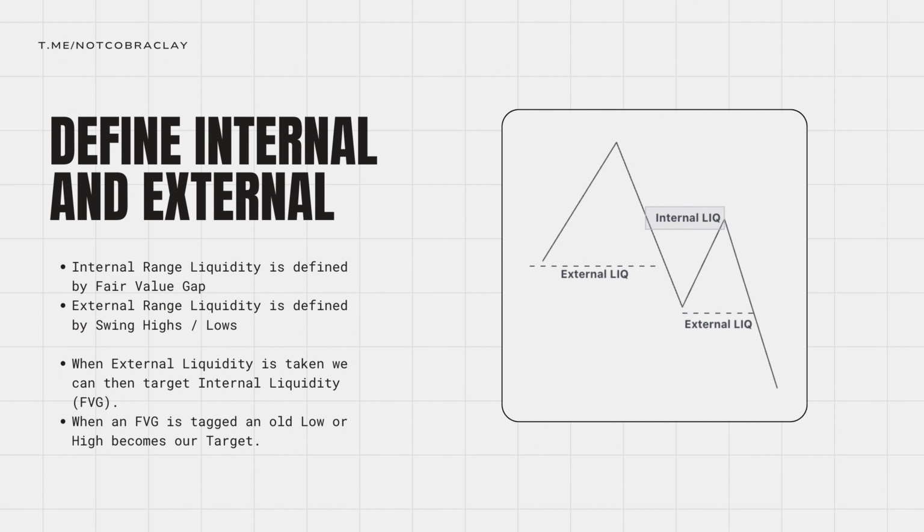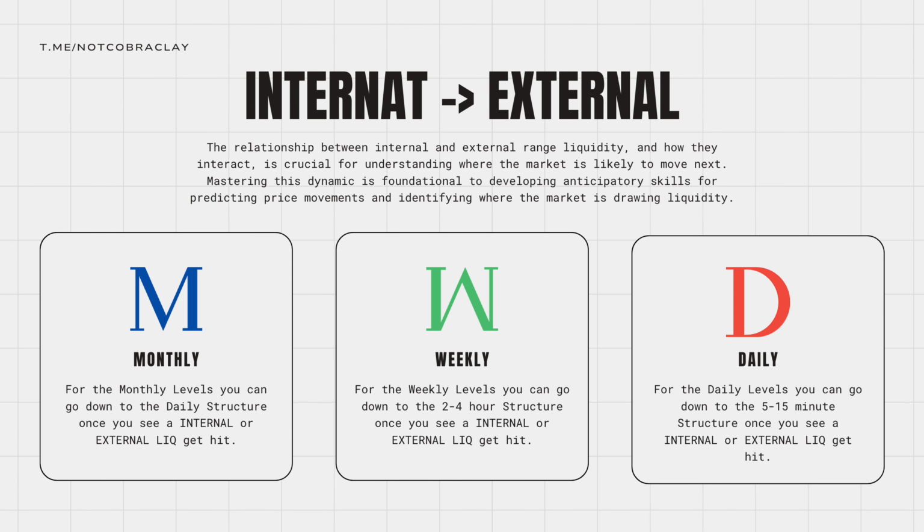Go to EU, Euro USD, go into the weekly time frame and look at October, 1st, 2nd week. You see internal liquidity to external liquidity. Internal to external liquidity, the relationship between those two, of internal and external range liquidity, and how they interact is crucial, okay, for understanding where the market is likely to move next.